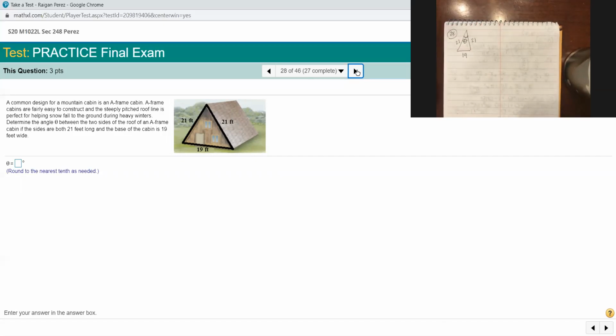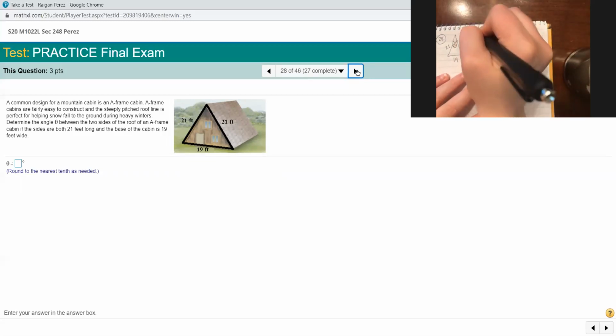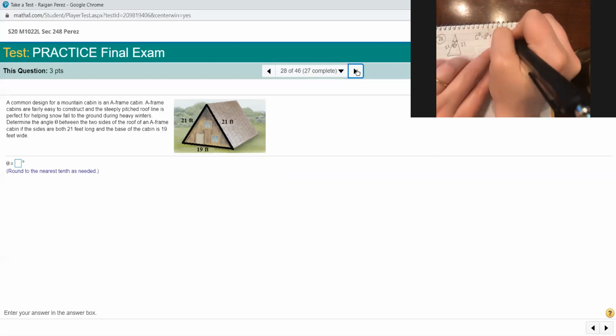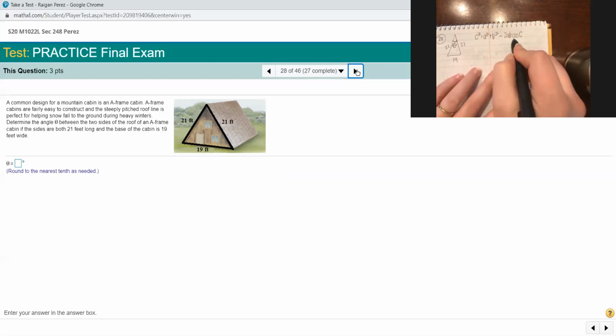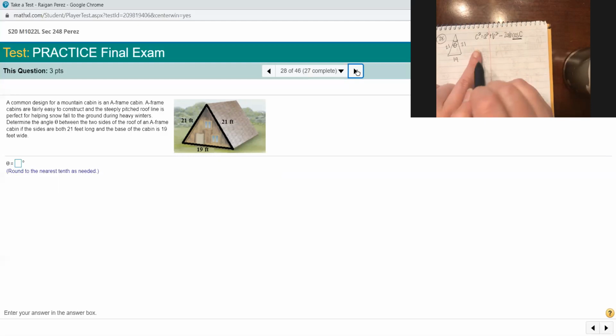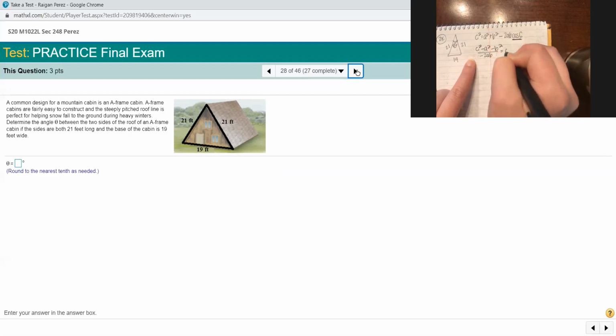Since we don't know any of the angles, we have to use law of cosines. So remember, c squared is equal to a squared plus b squared minus 2ab cosine c. But this is what we're looking for. So I'm going to rearrange this formula. Okay, so c squared minus a squared minus b squared divided by negative 2ab is equal to cosine c.